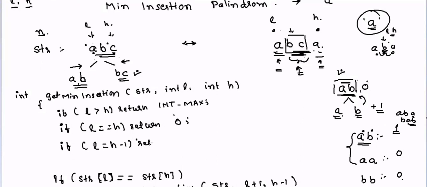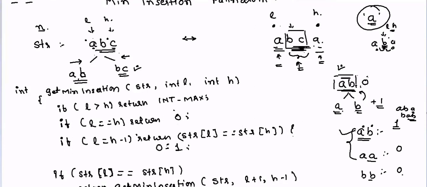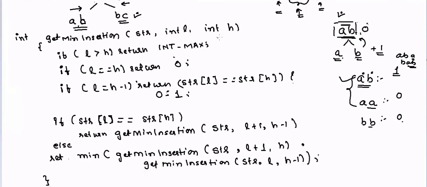So we'll return directly: if string of L equals string of H, which is the same character, then directly we are returning 0. In this case, AA or BB, both are matching. If they are not matching, as in the A and B case, we'll return 1. So in this way, our recursive formula, our recursive pseudocode, is generated.